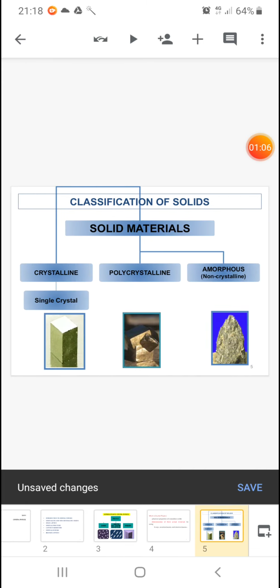We will see classification of solids. Solid materials are divided into the following types such as crystalline. Crystalline solids are again divided into single crystal and polycrystalline solid. Then there is the amorphous solid, and this is also called non-crystalline solid. And these are the examples of the materials.